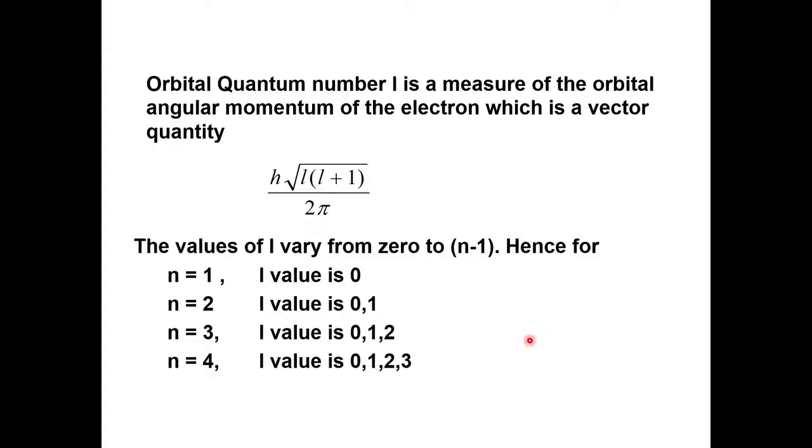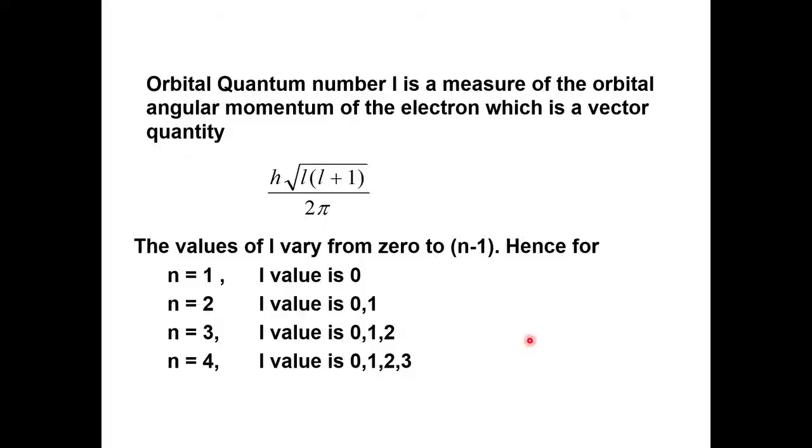The orbital angular momentum is nothing but a particular number at which the electron distance, in angstrom units or whatever, is away from the nucleus, and in that area it is precessing. So, the orbital angular momentum of the electron is given by this equation: h is equal to square root of L into L plus 1, divided by 2 pi. The values of L vary from 0 to n minus 1.